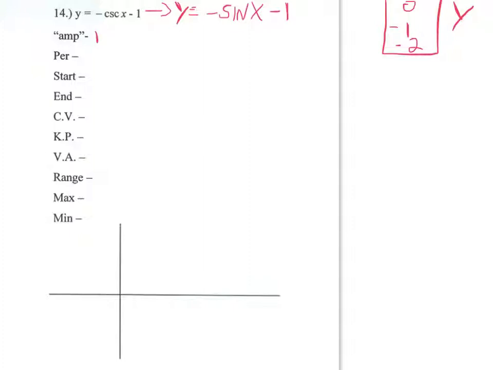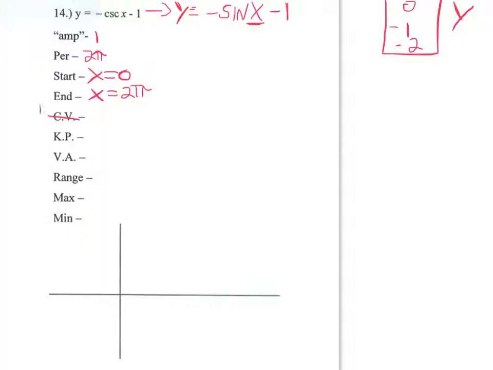The period, well, it's just x right here, so it's 2 pi. Now since you don't have parentheses, you're going to start at x equals 0. I'm not shifting it left or right. I'm shifting everything down 1 unit. So this is going to be x equals 0, and then we're going to end at the period, x equals 2 pi. So that's easy enough.